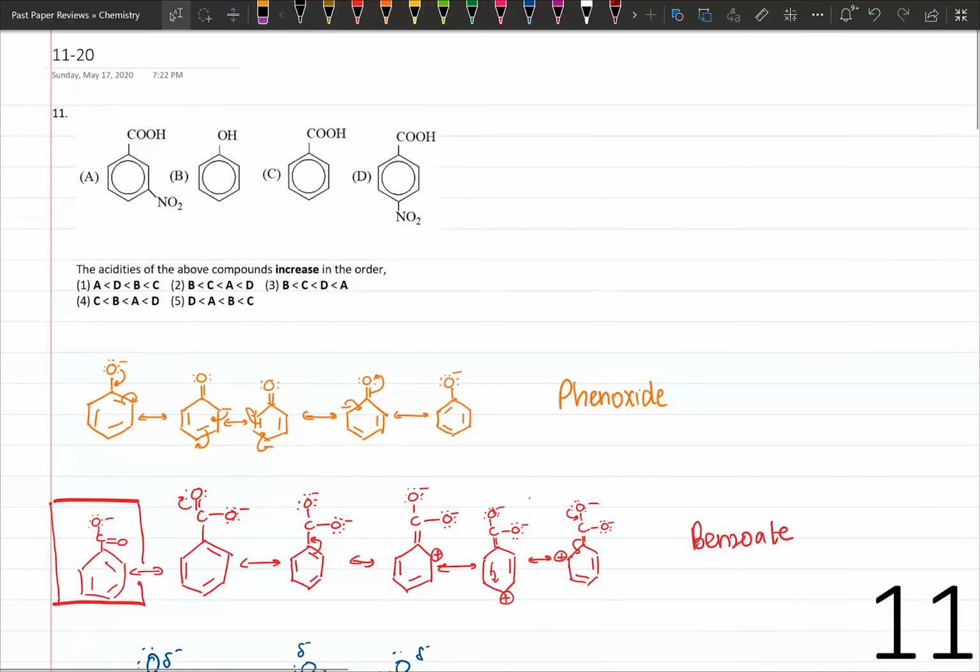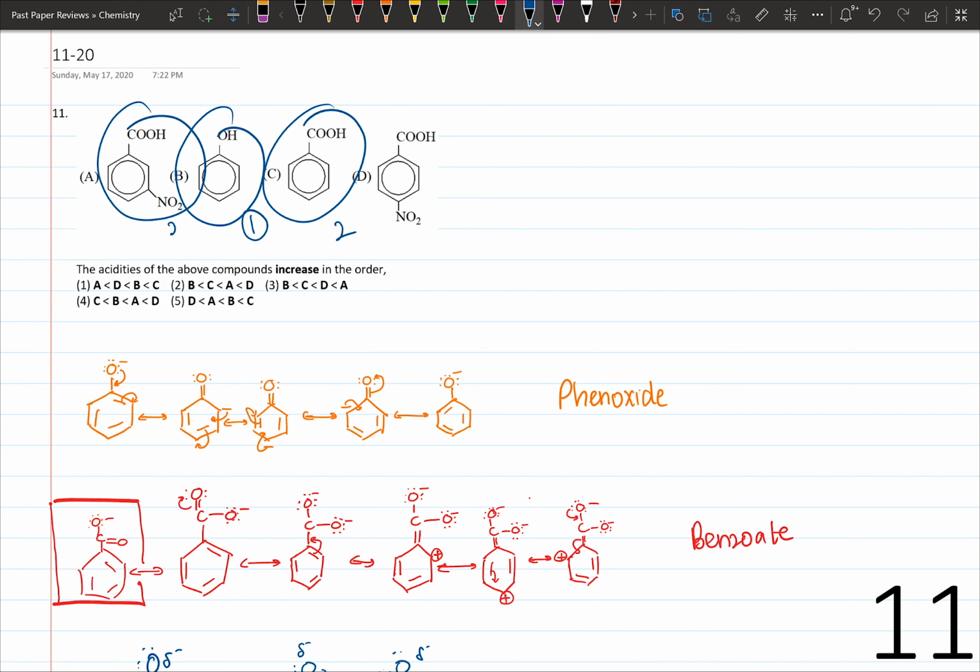So, we have phenol being the least acidic, then benzoic acid, then metanitrobenzoic acid, and paranitrobenzoic acid. Therefore, the answer is 2.